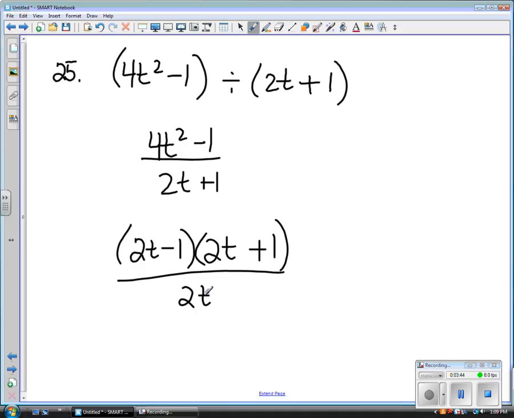Divided by 2t plus 1. Well, what I notice is these cancel off, and I'm left with 2t minus 1. Any questions on that? Okay. Any other question on 13 through 27?